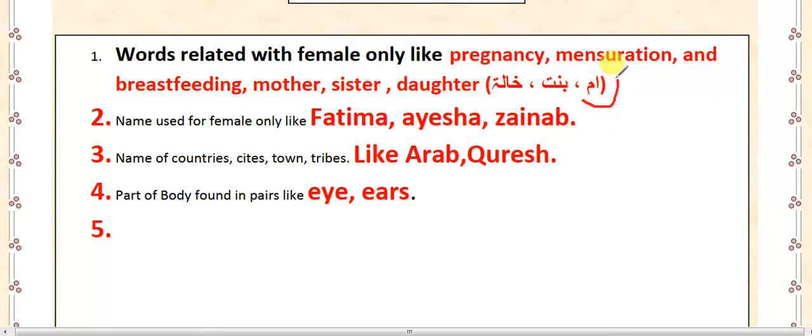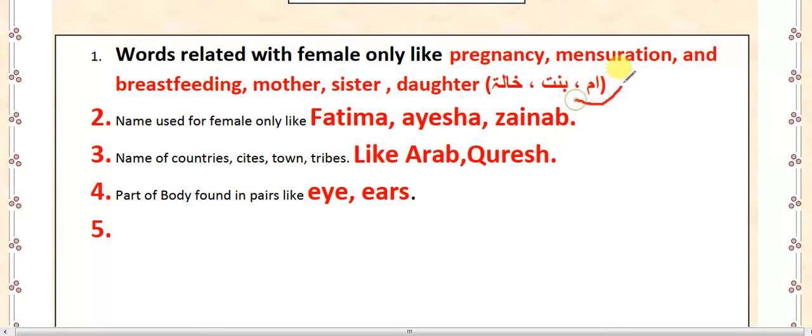Ummun. Who is ummun? Ummun is known as mother. Bintun means girl. Khalatun means maternal aunt. So all these isms are only telling us about females. So any word which is only used for females is also female, even if it doesn't have any property of muannas on it.